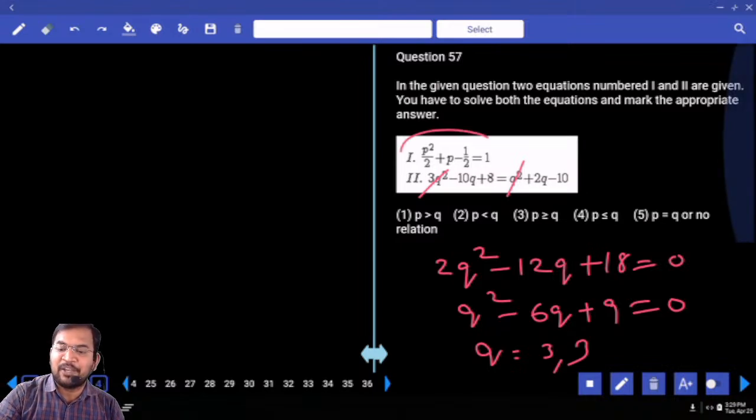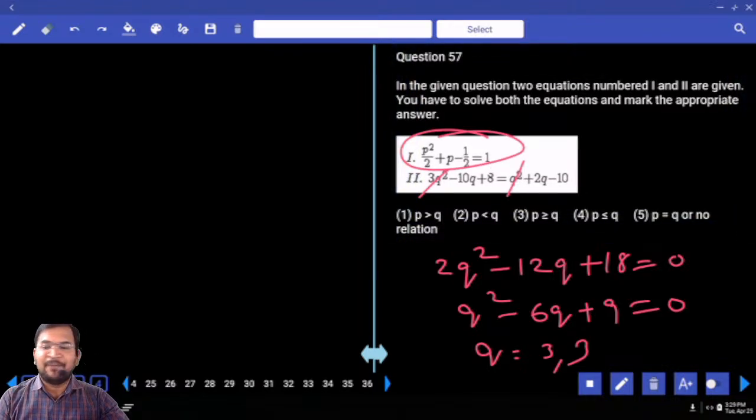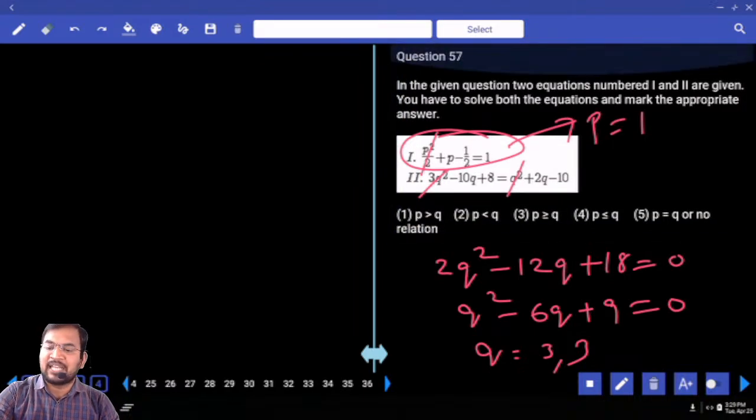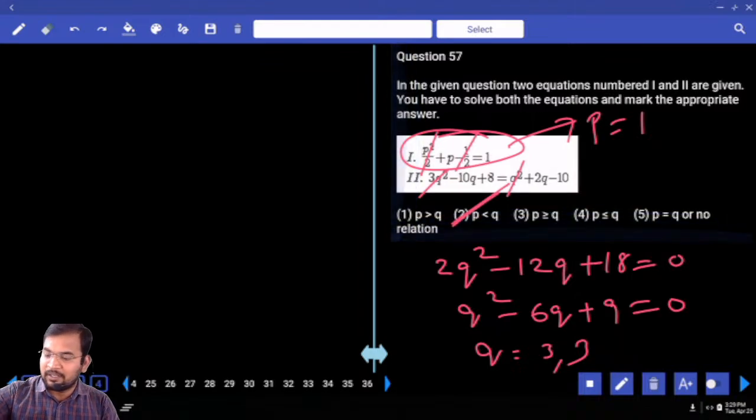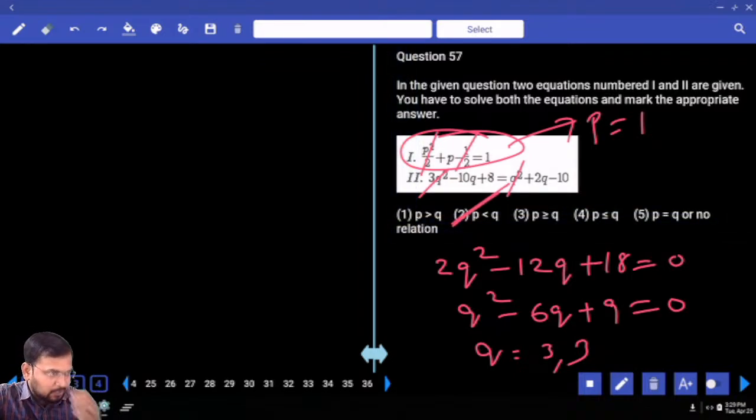Now if you observe here, p value is 1 only. If we keep p is equal to 1, 1 by 2 plus 1 by 2 minus 1 by 2 get cancelled. 1 is equal to 1. All of it clear? P value is 1, q value is 3. Then your answer is p less than q. Are you clear?